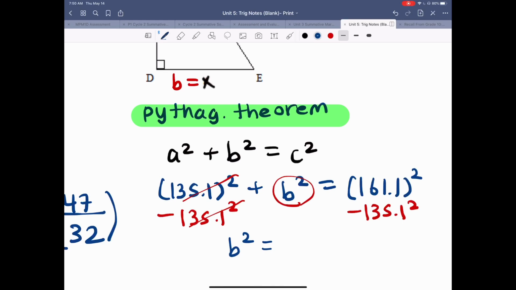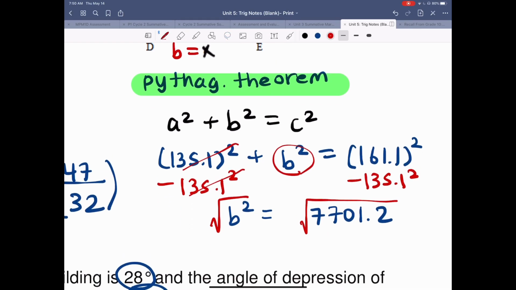And I noticed that I got 7,701.2. Am I done? No, not yet. I need to get b by itself, and there's a squared on it. That means I need to square root both sides. Taking square roots, I will get a positive or minus as the answer, but we're dealing with length, so I'm only going to grab the positive one. And so I'm going to write b is equal to approximately 87.8 meters.